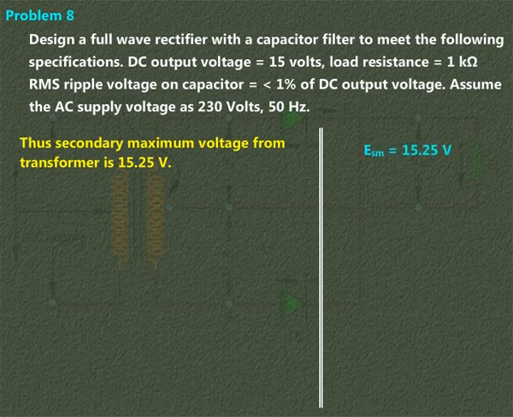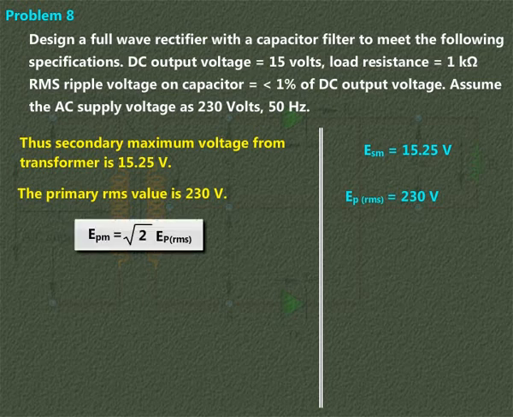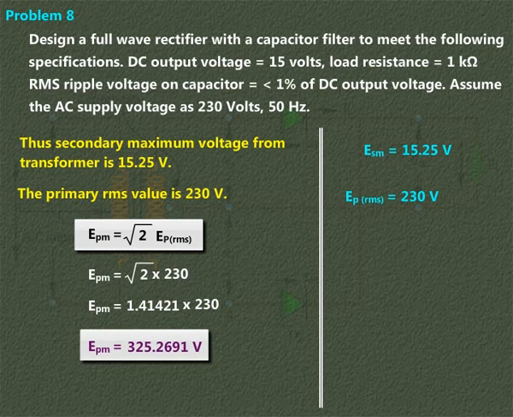Thus, secondary maximum voltage from transformer, that is ESM, is 15.25 volts and primary RMS value, that is EPRMS, is 230 volts. EPM is equal to root 2 EPRMS. EPM is equal to root 2 into 230. EPM is equal to 1.41421 into 230.